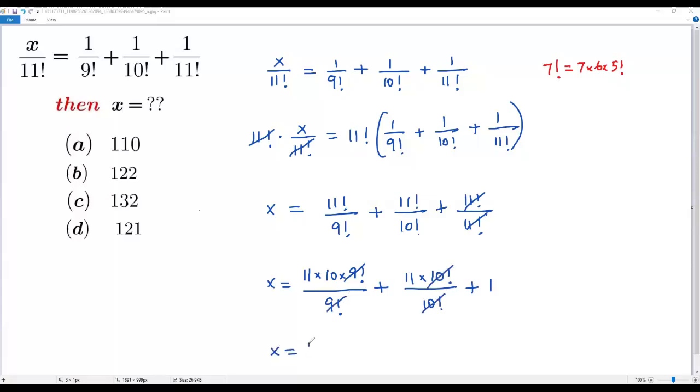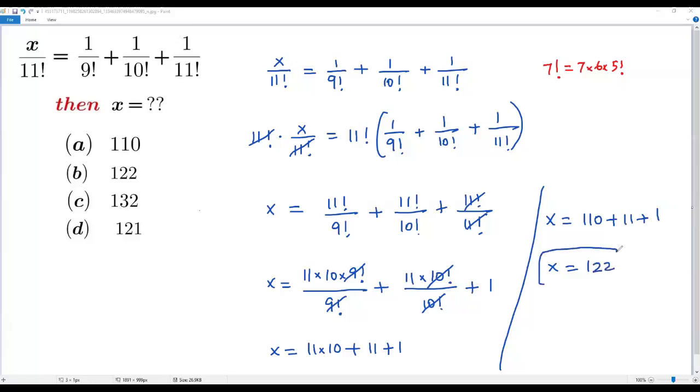Then I'm getting x equals 11 times 10 plus 11, because here 10 factorial cancelled, plus 1. So x equals, 11 times 10 becomes 110, plus 11, plus 1. When I add them all, 110 plus 11 becomes 121, and 121 plus 1 becomes 122. I have solved for x. So the value of x is 122.